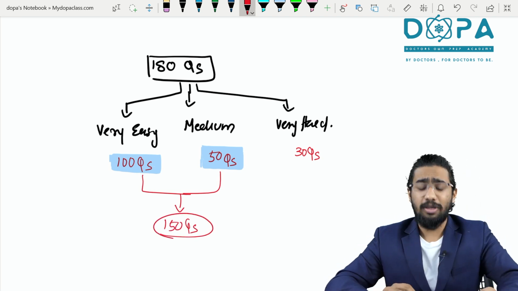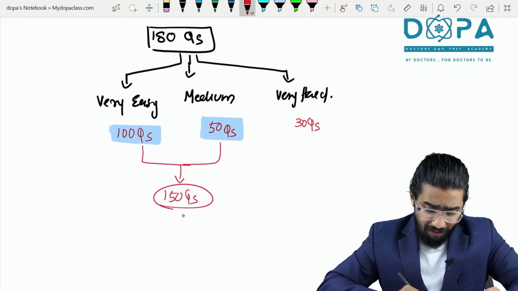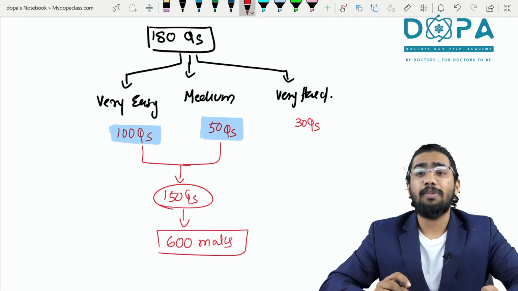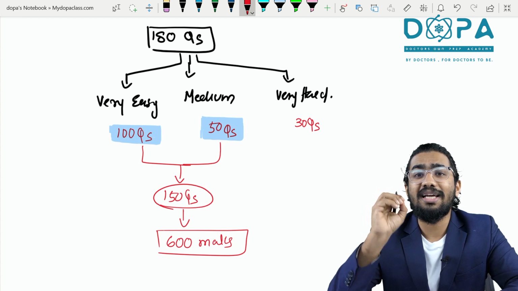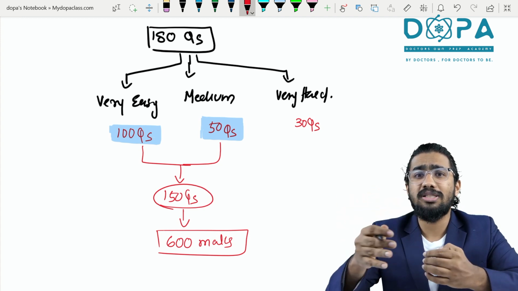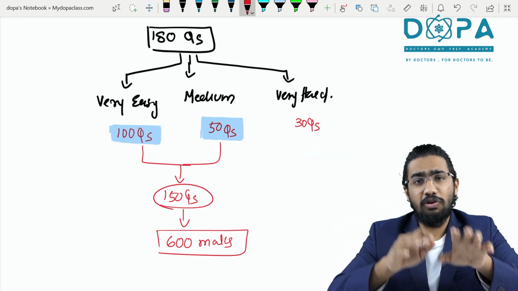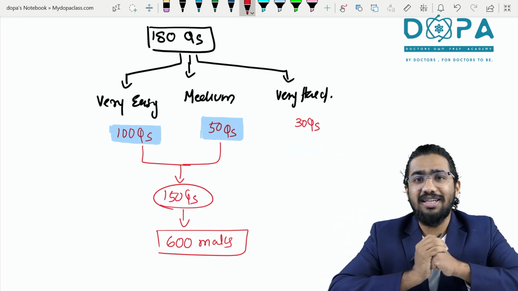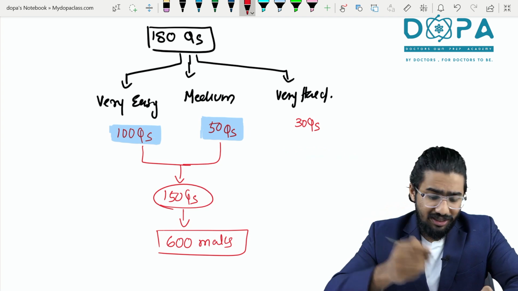You can answer 150 questions, and how much mark from that 150 questions? I'll be telling you that you will be getting 600 marks in the NEET exam very easily. I am telling you this 600 marks will give you a medical seat in any of the medical colleges in India. In every state, if you are scoring 600 marks, you will be getting a medical seat in India.